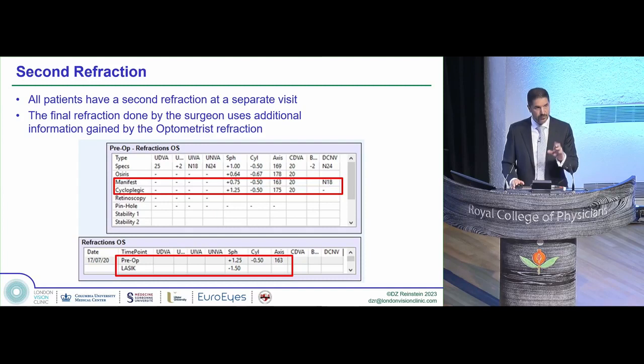One of the key features that we have to stress is when you treat someone, you should only ever treat off your manifest refraction. Never treat off the cycloplegic refraction. You've got to treat off the manifest.